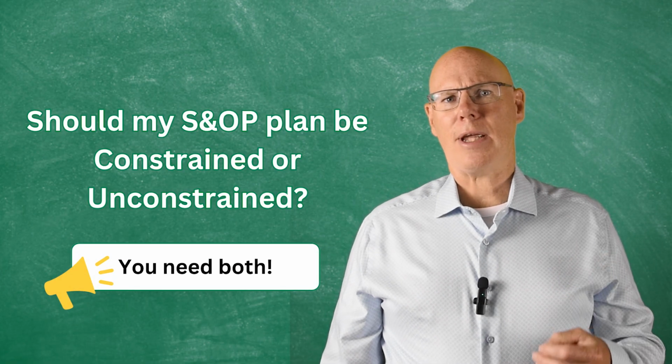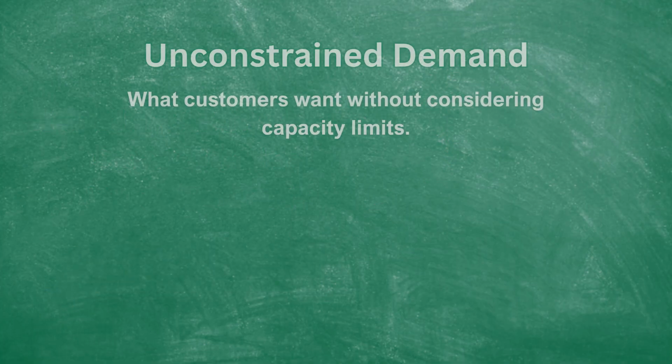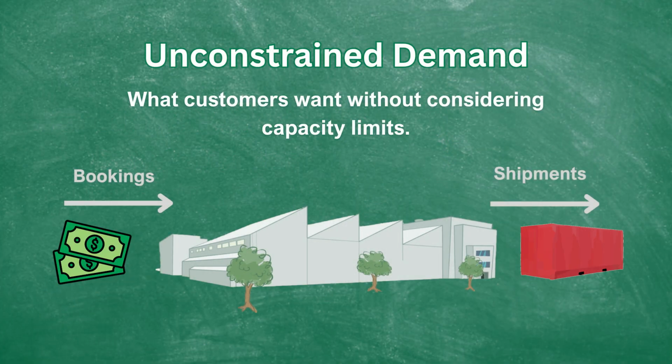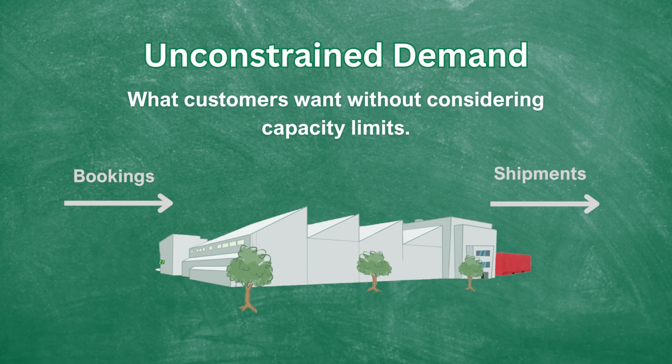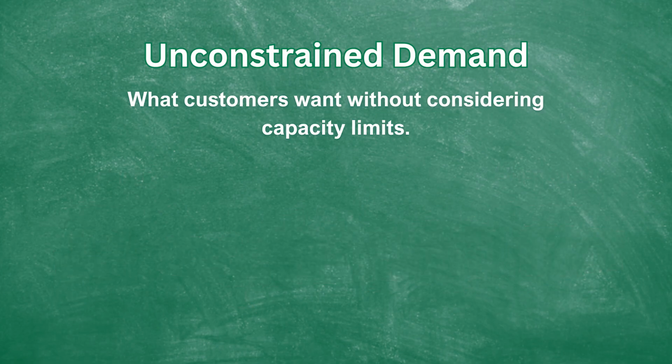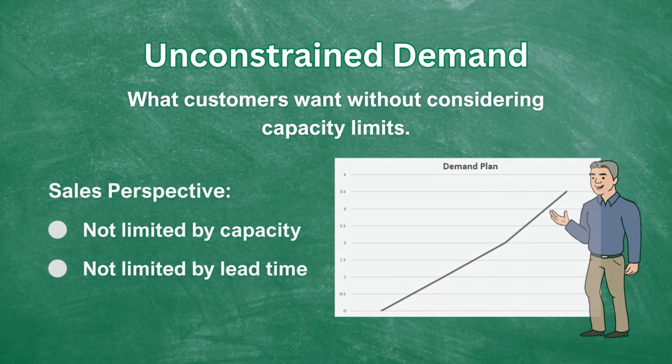Let's start with understanding what unconstrained demand is. This is your customer's view of the world. They don't care what you can deliver. They want what they want, and they want it when they want it. Think of it this way. It is the orders that sales think that they can take if they didn't have to account for the nitpicky things like capacity and lead time.